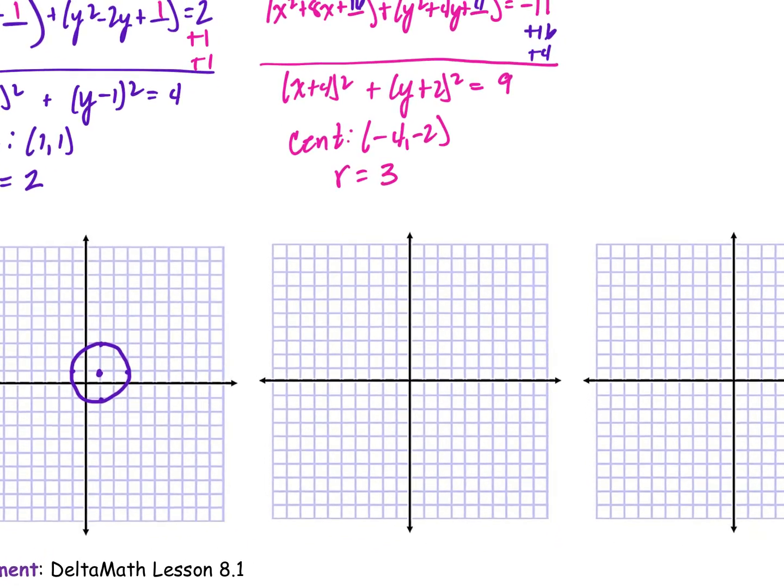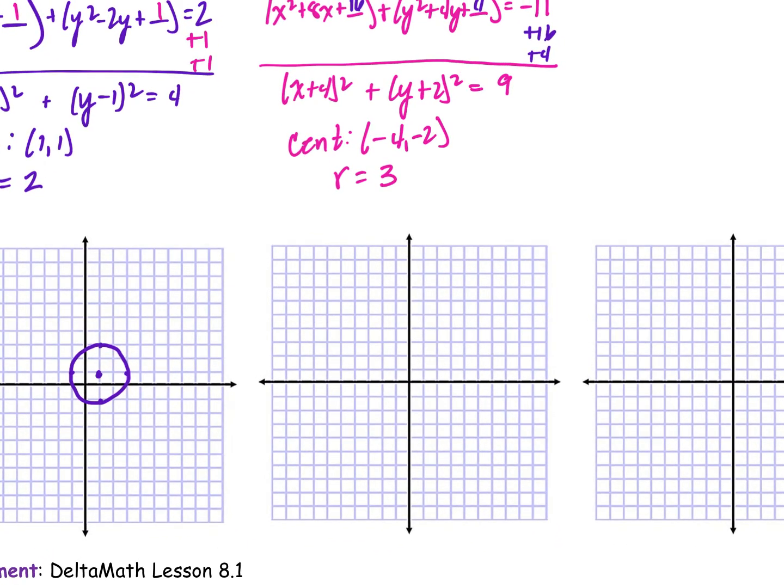So negative 4, 1, 2, 3, 4, 1, 2. And I'm at 3, huh? So 3, 2, 3, 3, and there's my circle. We're doing okay so far? You guys think you can handle this? Circles? Awesome.